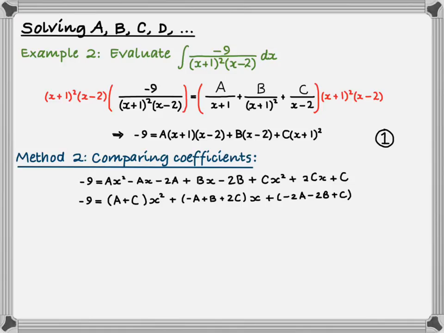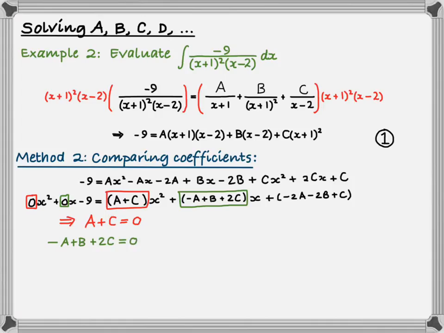Since the left-hand side of our equation does not have an x squared term or an x term, we can insert the two terms 0x squared plus 0x on the left-hand side. And now we will compare the coefficients of x squared. In other words, 0 is equal to A plus C. Compare the coefficients of the x terms. In other words, 0 is equal to negative A plus B plus 2C. And lastly, comparing the constants, negative 9 is equal to negative 2A minus 2B plus C.